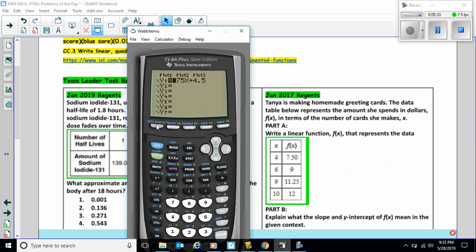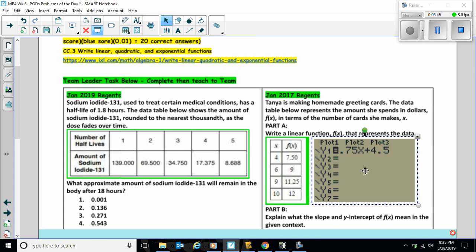And so now we've identified what my slope is, and we've identified what my function is going to be. All right, so my function is going to be 0.75x plus 4.5.